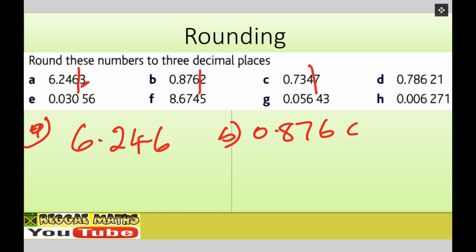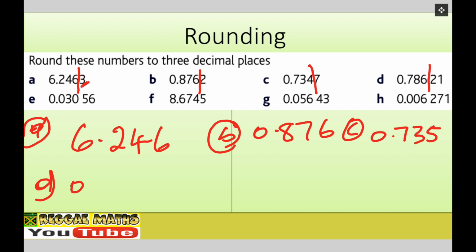C, it's 0.735. D, it's 0.786. You can see here the 2 is below 5.